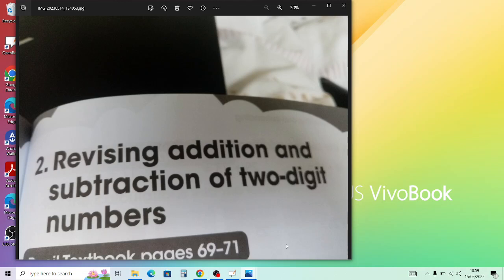A rope is 32 meters long. Ravi cuts it into 2 pieces. 1 piece is 17 meters. How long is the other piece? So is it going to be addition or subtraction? It's going to be a subtraction.